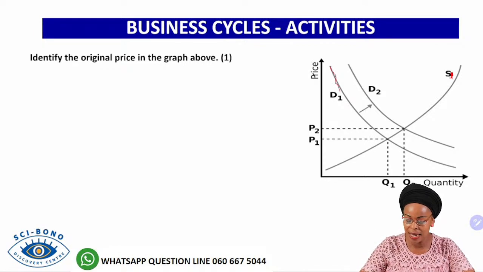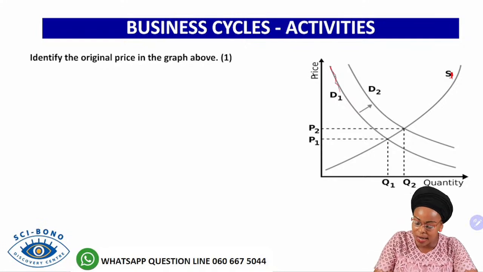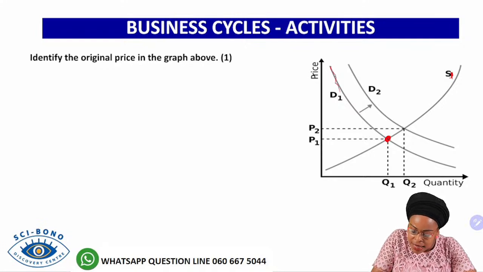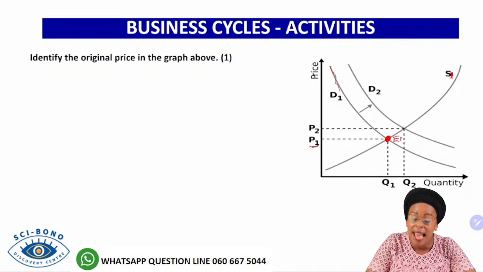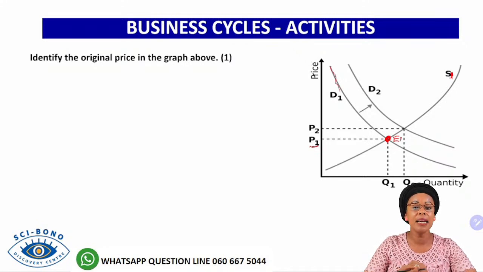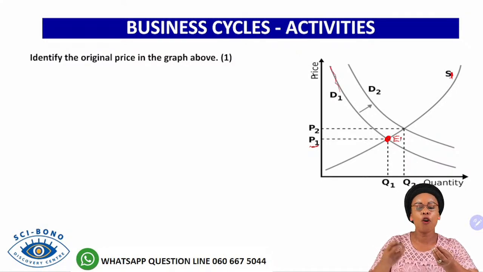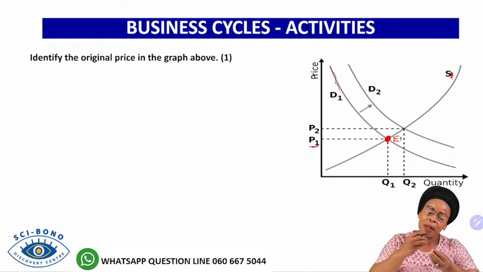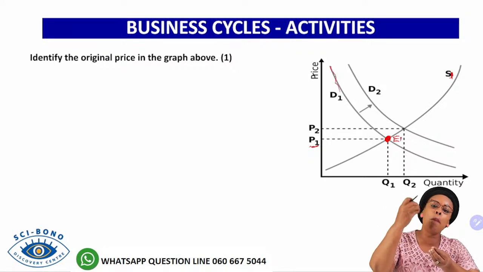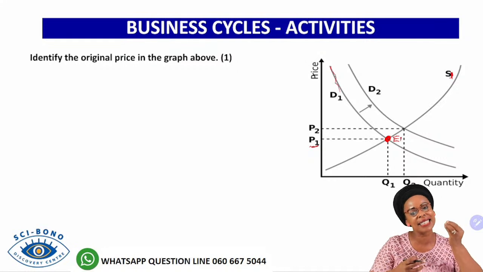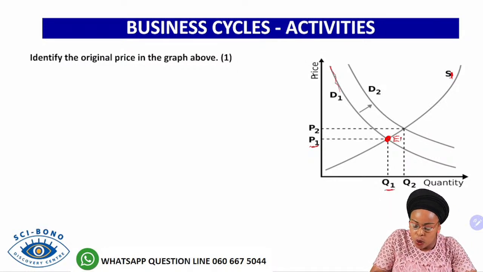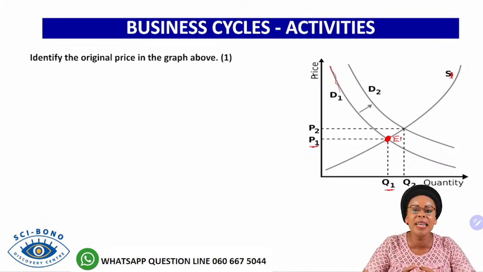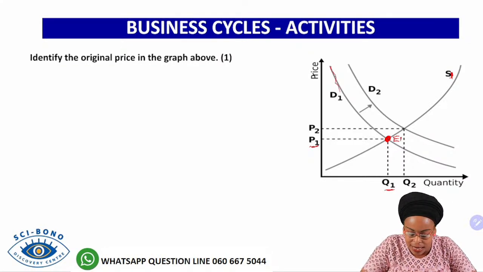So D1 and S1 will intersect at this point, and I will label it E1. At this point, P1 will be the price that will be charged by sellers, and the buyers will be willing to pay that particular price as the sellers are willing to sell at that price. And Q1 will be the quantity that will be sold and demanded.